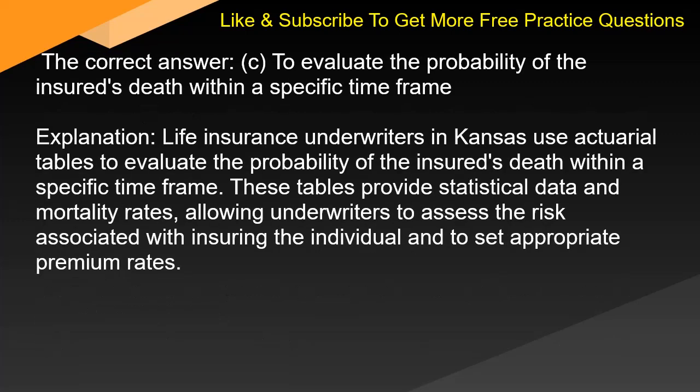The correct answer, C. To evaluate the probability of the insured's death within a specific time frame. Explanation. Life insurance underwriters in Kansas use actuarial tables to evaluate the probability of the insured's death within a specific time frame. These tables provide statistical data and mortality rates, allowing underwriters to assess the risk associated with insuring the individual and to set appropriate premium rates.